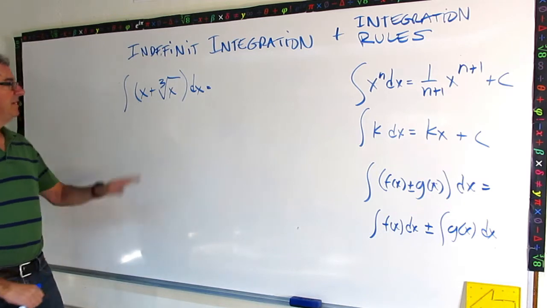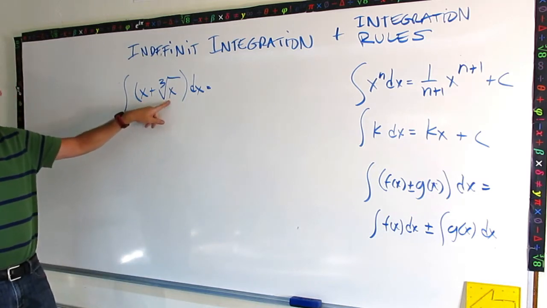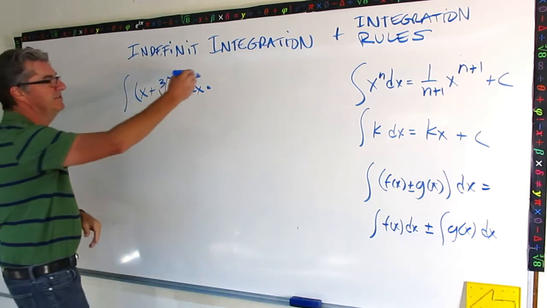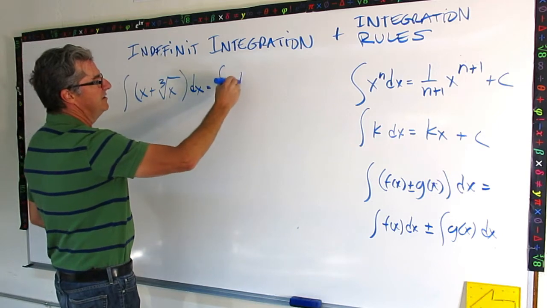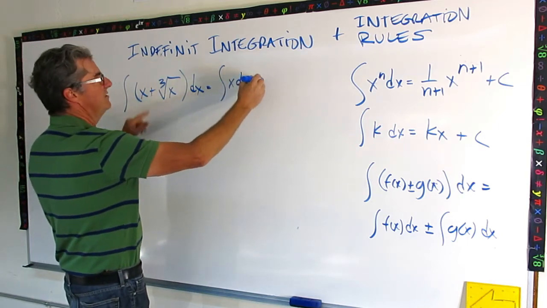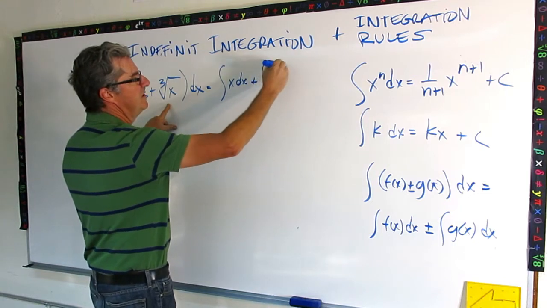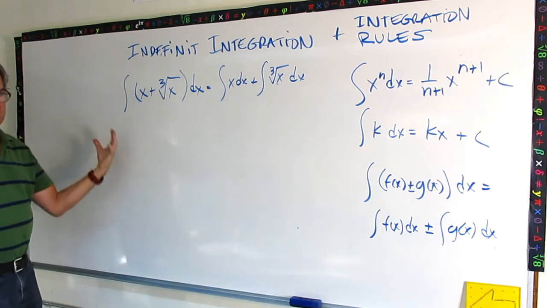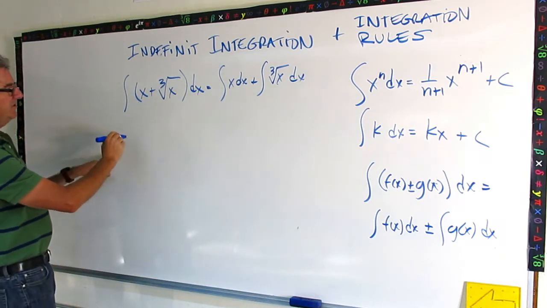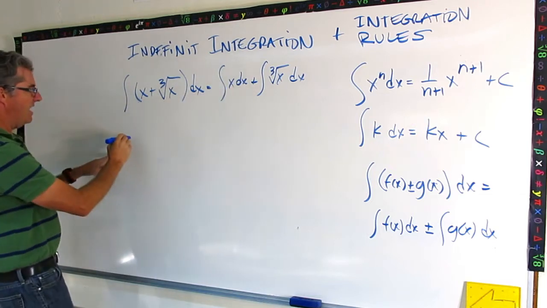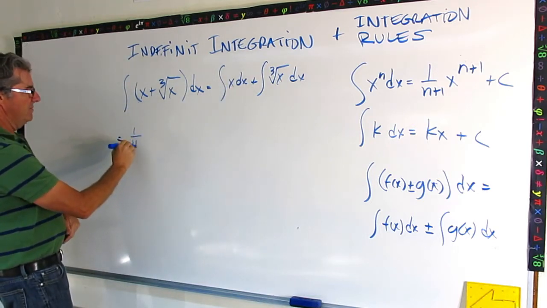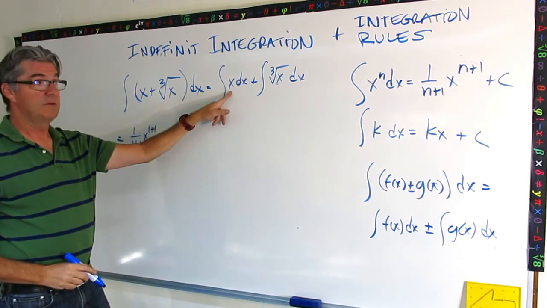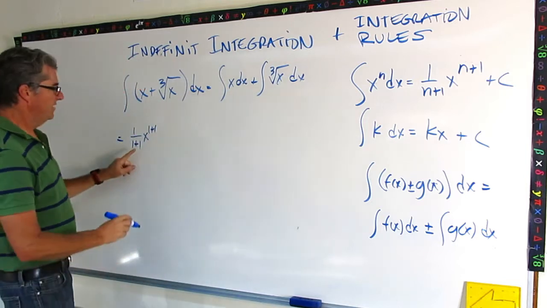Okay, let's try another one. Here's the integral of x plus the 3rd root of x dx. So first off, I have two functions inside, so let's break them up. This is going to be the integral of x dx plus the integral of the 3rd root of x dx. So now let's just work the problem. Okay, so x dx, we're going to have 1 over 1 plus 1 x to the 1 plus 1, because this is x to the first power.